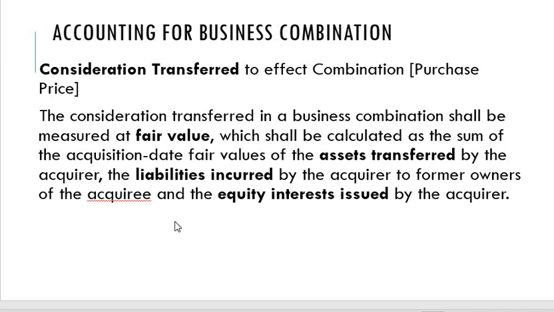So the consideration transferred by the acquirer to the acquiree could either be assets transferred, so it could be cash or non-cash assets that the acquirer transfers to the acquiree as part of the consideration. The acquirer may also issue bonds or notes to purchase, as part of the consideration given to the former owners of the acquiree. Or the acquirer can issue its own shares to purchase the acquiree.